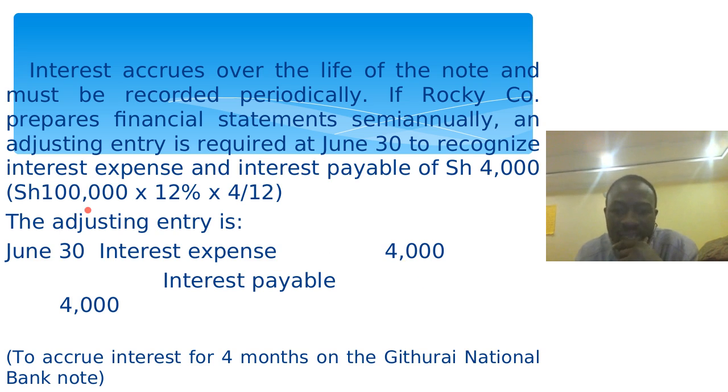If you multiply this, 12% times 100,000 is 12,000. Then if you multiply 12,000 by 4 out of 12, the 12 will cancel with 12, and we'll have 4,000 as the interest expense. So for the interest that is accrued, the entry to make is that we debit the interest expense account and we credit the interest payable account with the same amount.